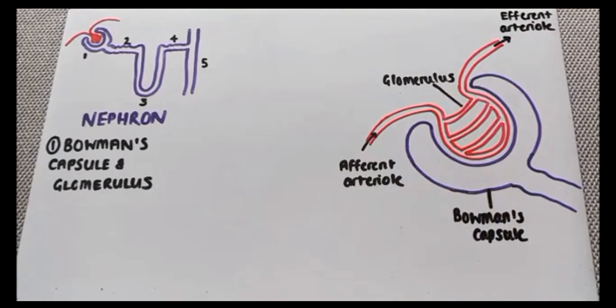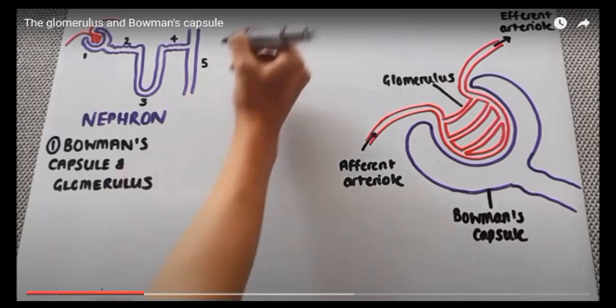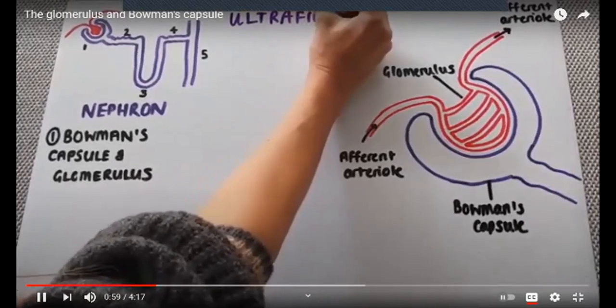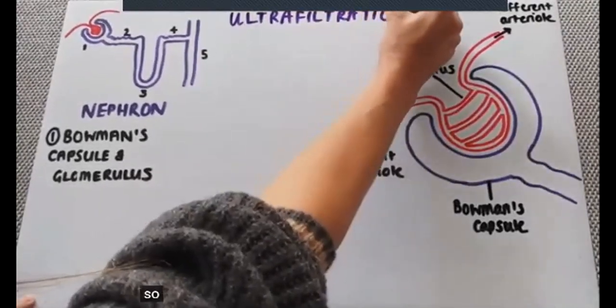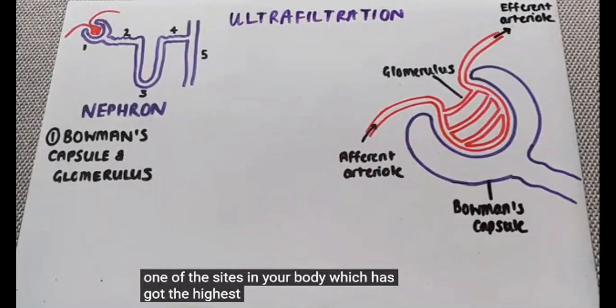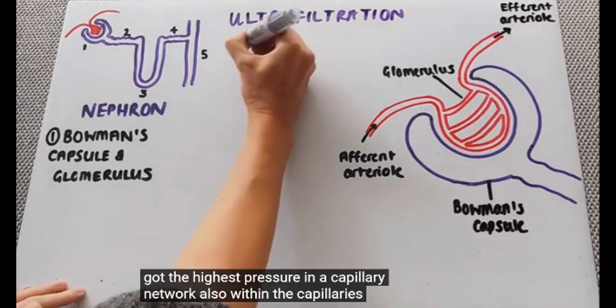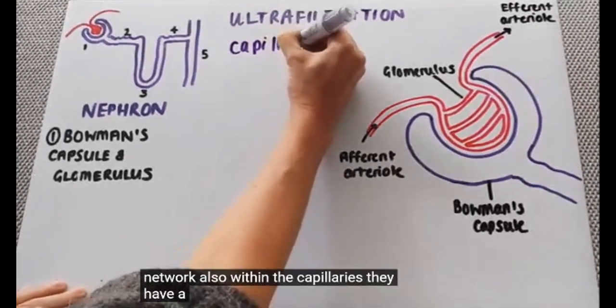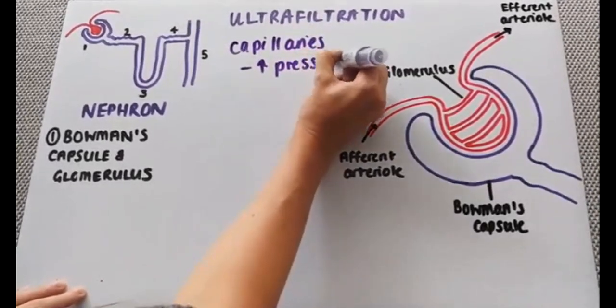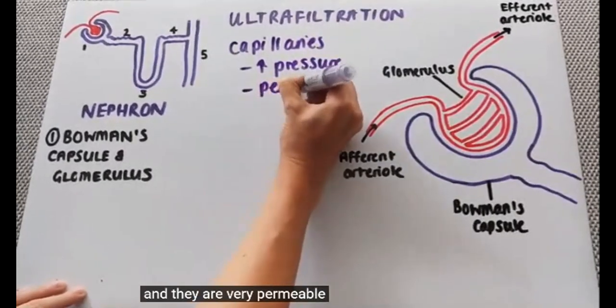Now within the Bowman's capsule, one of the main things that happens here is this thing called ultrafiltration, and this is a key word that you do need to remember. So this is one of the sites in your body which has got the highest pressure in a capillary network. Okay, so within the capillaries, they have a very, very high pressure and they are very permeable.